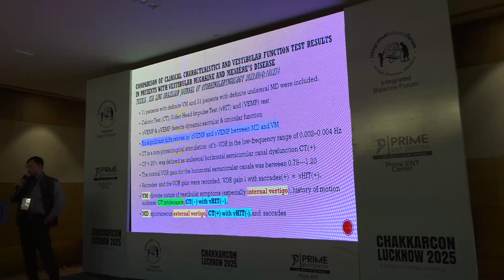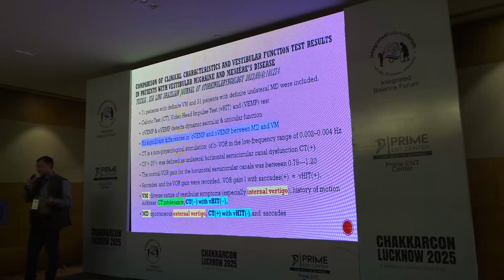This was a landmark paper in 2023 where comparison of clinical characteristics and vestibular function tests in patients with vestibular migraine and Meniere's disease was done. Here 71 patients with definite Meniere's and 31 patients with unilateral vestibular migraine were included, in which calorie test, video head impulse test, and VEMP tests were done. Cervical VEMP and ocular VEMP detect the dynamic saccular and utricular function. In his case series, he could not find any significant difference between the cVEMP and oVEMP between Meniere's and migraine. This is in contrast to the next paper I'm going to talk with you.